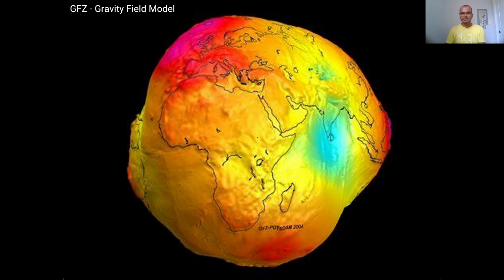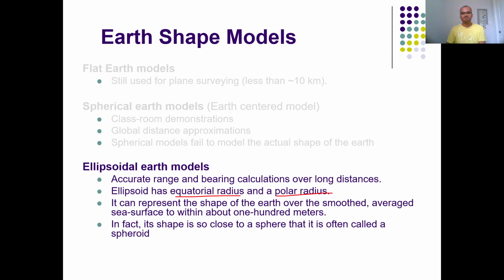Why? Because from the Earth's center, somewhere here the distance is high. If you look somewhere here, the distance is low. So the difference between this area and this area cannot be represented truly with the spherical ball, because the radius is similar throughout in the spherical model. But in the ellipsoid model, you can identify the maximum two radii, using which you can prepare relatively accurate Earth models. So that model we call the ellipsoidal model.